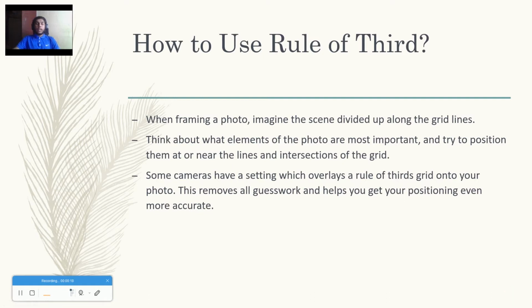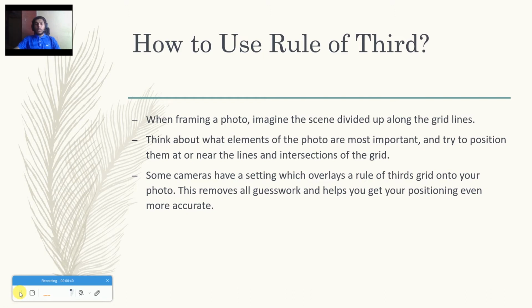Next, I would like to explain you about how to use rule of third. Rule of third is one of the easiest rules to implement, but at the same time, it requires more thinking skills on where to place your subject to make your photograph or video look more creative and attractive. So, how to use rule of third?